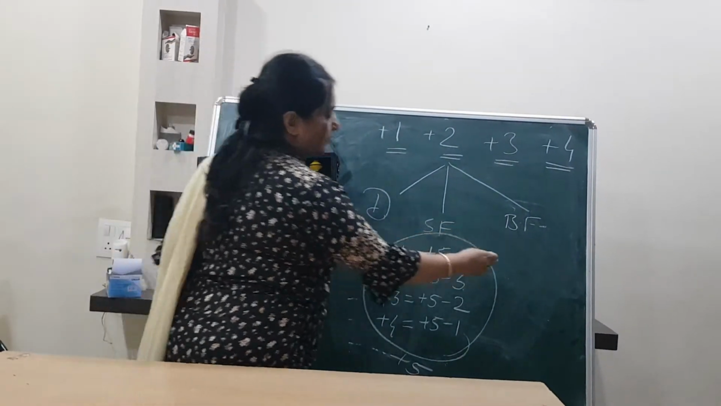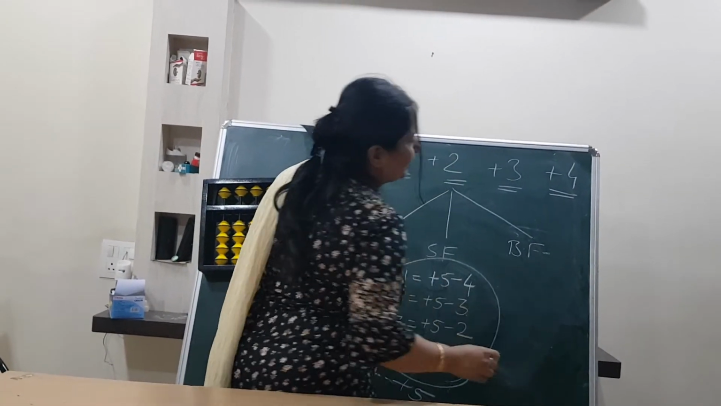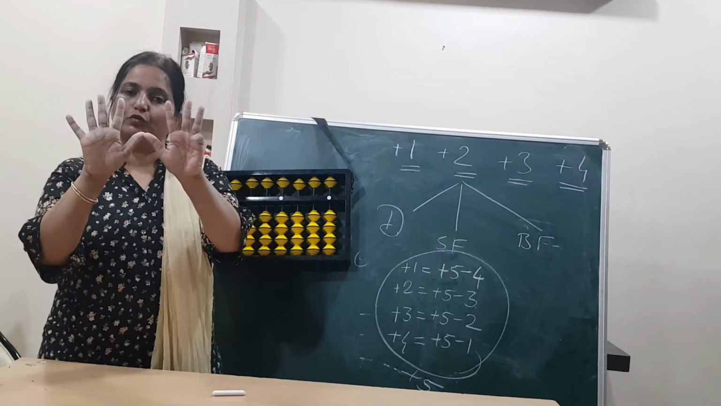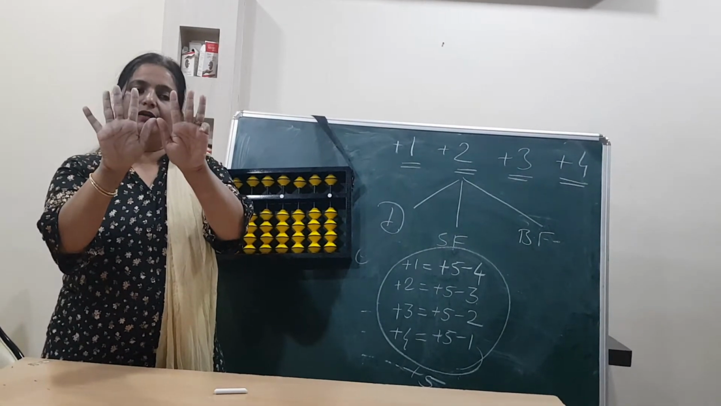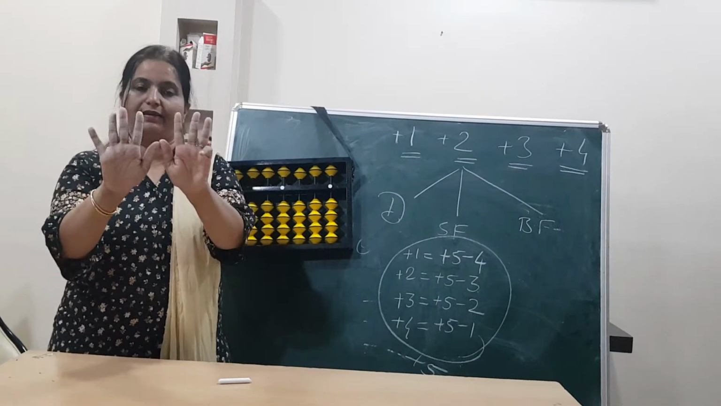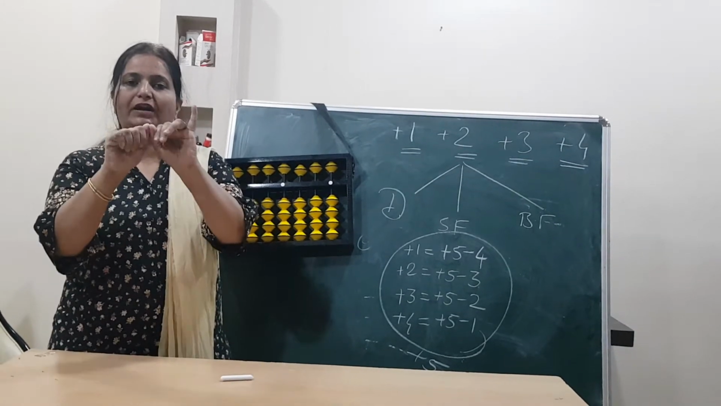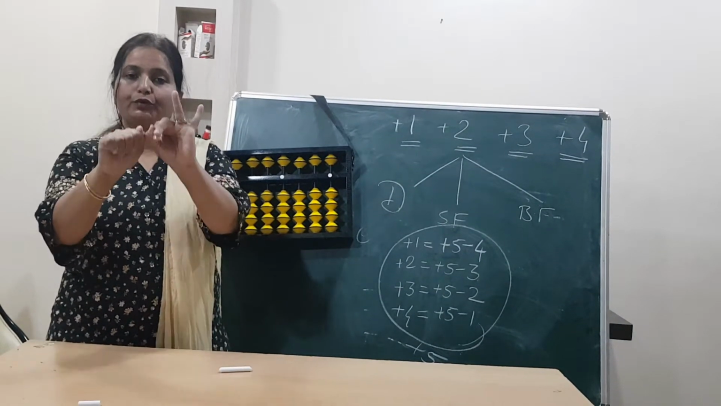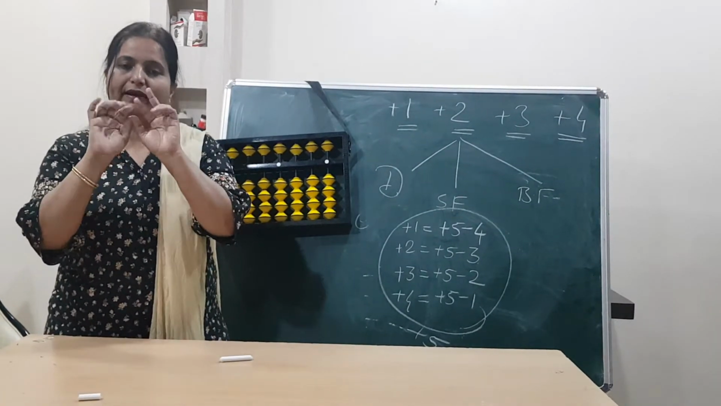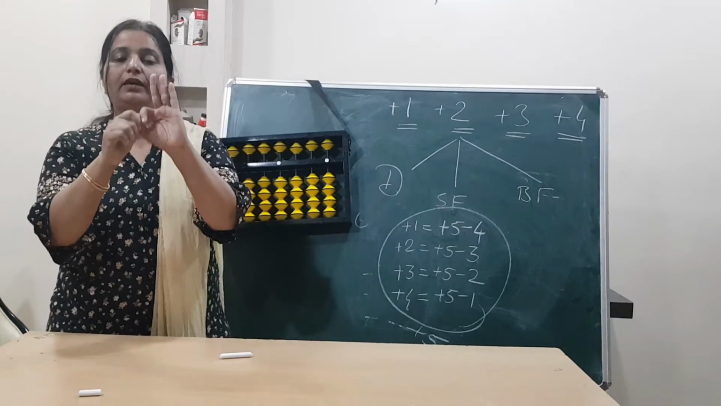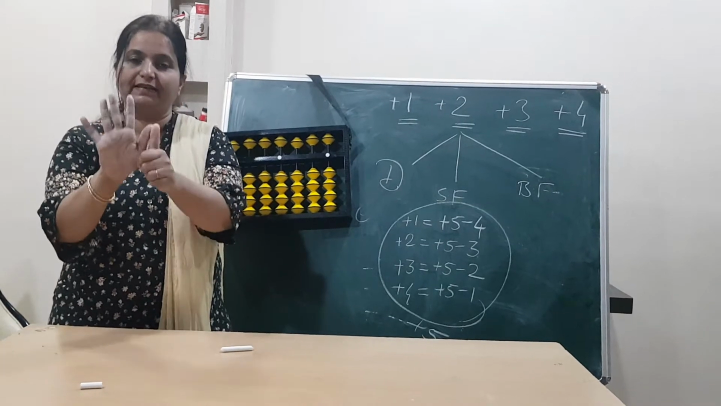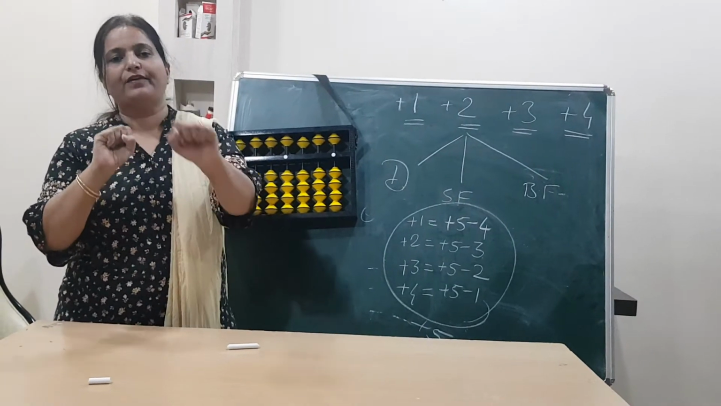Now I will write the same for the big formula. Big formula means big friends, complements of 10. If I close 1, 9 is left. If I close 9, 1 is left. So 9 friend 1, 1 friend 9. 8 friend 2, 2 friend 8. 7 friend 3, 3 friend 7. 6 friend 4, 4 friend 6. 5 friend 5.